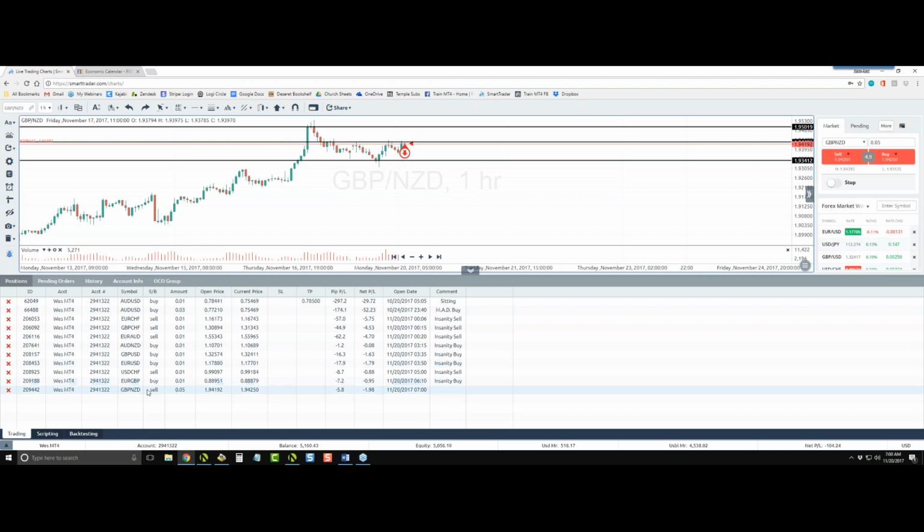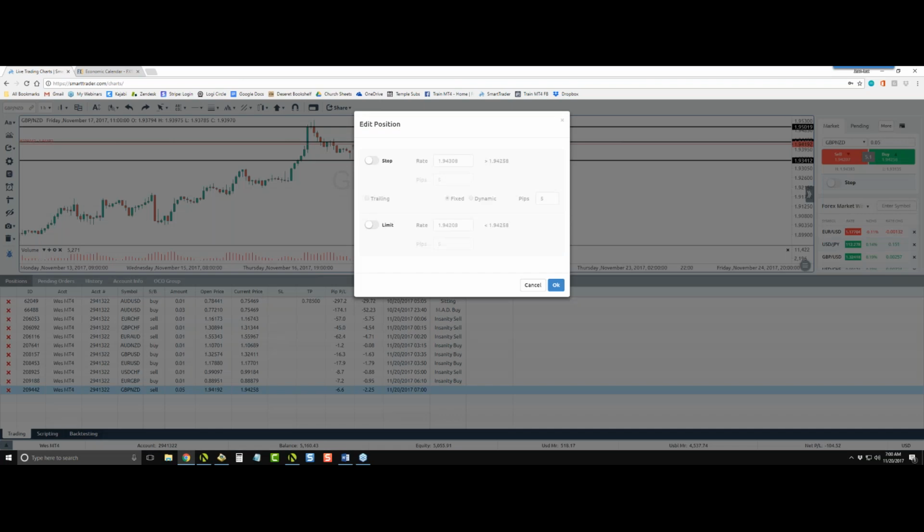And we want to put the take profit, edit. Let's see. I'm going to put the stop loss at this line, 1.95. And I'm going to put the profit target at 1.934. I'm going to do 1.935.